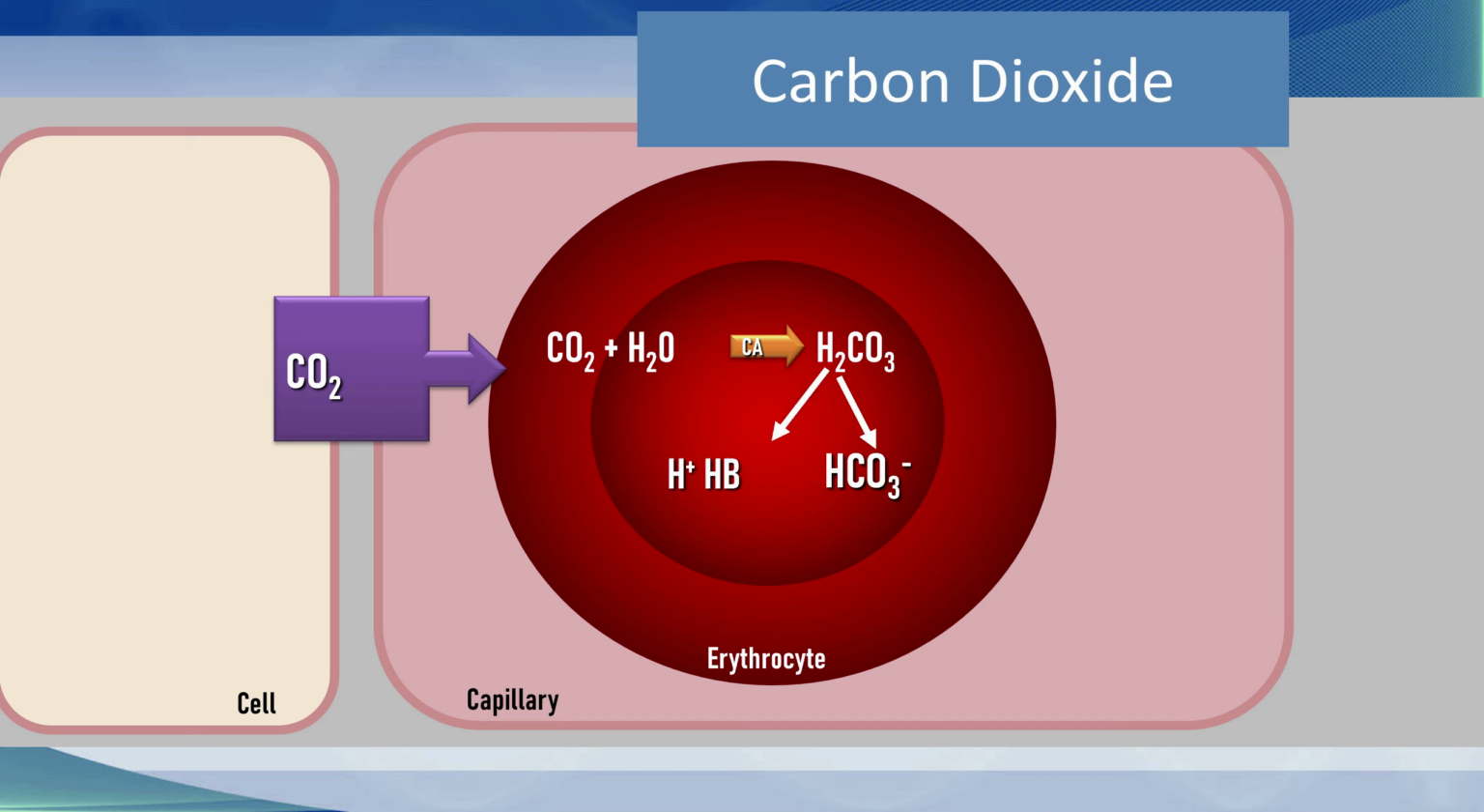The hydrogen ion is bound by hemoglobin, which is an excellent buffer, and indeed some of the CO2 binds directly to hemoglobin. Quite a lot of it, in fact, binds directly to hemoglobin, known as carbaminohemoglobin. The bicarbonate then diffuses out of the cell and it's swapped for chloride in a process that's known as the Hamburger shift.